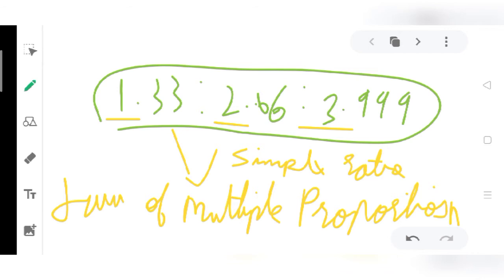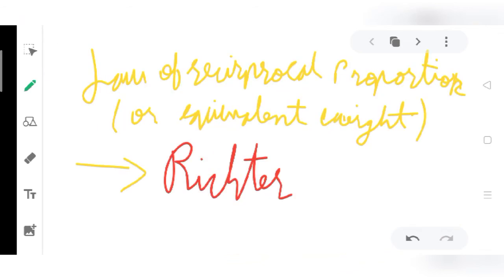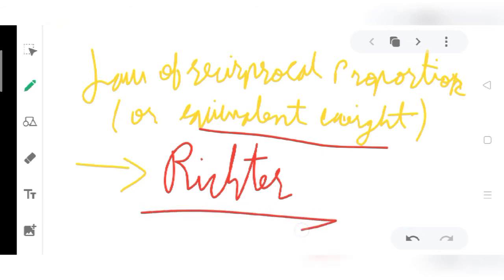So let's move further to the law of reciprocal proportion. The law of reciprocal proportion is also known by the name of the law of equivalent weight. It is given by the scientist named Richter. What does this law suggest?